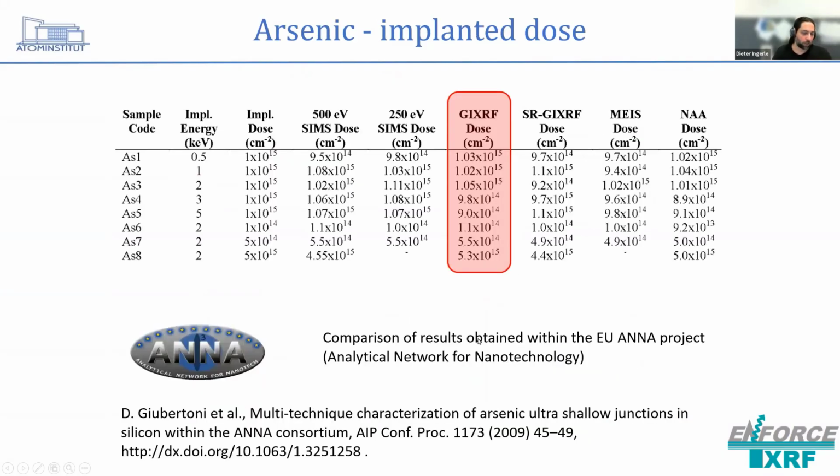And this was actually this large ANA project where we compared different techniques. Of course, from grazing incidence GIXRF, it's also relatively simple to get the dose information. And as you can see here, depending on the technique, there are some variations. Interestingly, we also used the reactor here at the Atom Institute for some neutron activation analysis, and they are more or less in the same range.